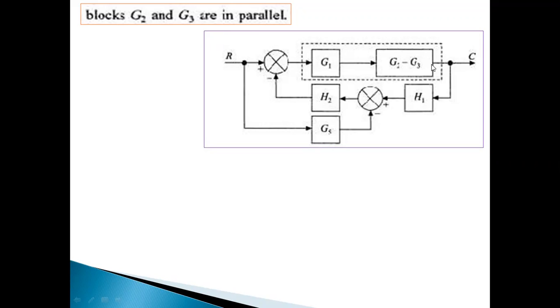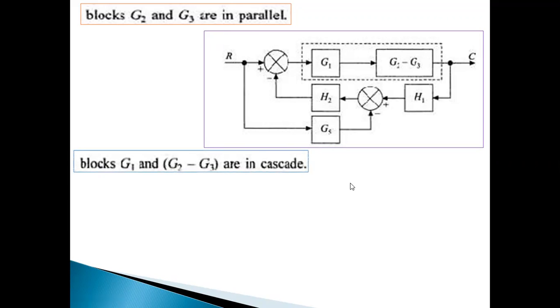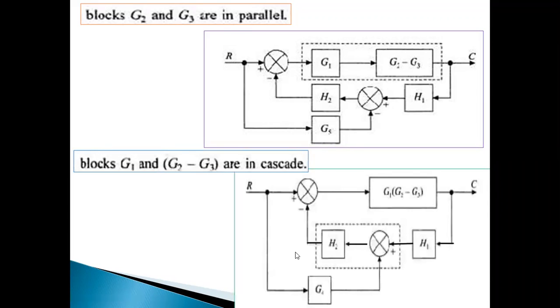Next step is merging these two. Blocks G1 and G2 are in cascade. Again, try to draw that figure. We have to draw figures one after the other very neatly. Otherwise, you won't get full marks. Okay.